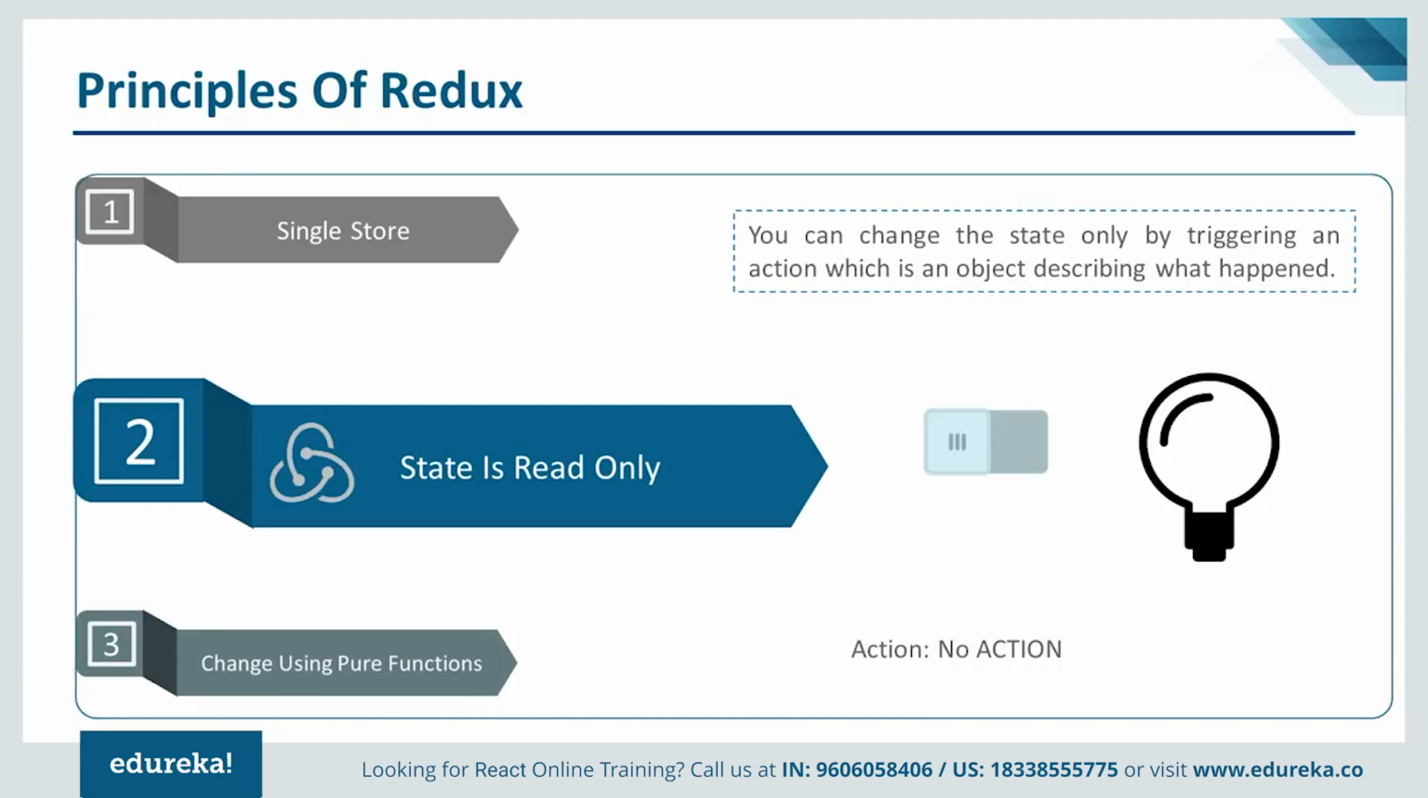Now we'll talk about the second core principle, that state is read-only. Which means that the only way to mutate state is to emit an action. I repeat, the only way to mutate the state. When I say mutate the state, it means that you can update the state. The only way to mutate the state is to emit an action which describes a user intent. So we can only change the state in Redux by triggering an action, which is an object describing what has happened. As you can see, when I say the action is switch on, the bulb is getting on. It is giving us the light. So this is an action which is based on the user intent. That is the only way we can mutate the state in Redux.